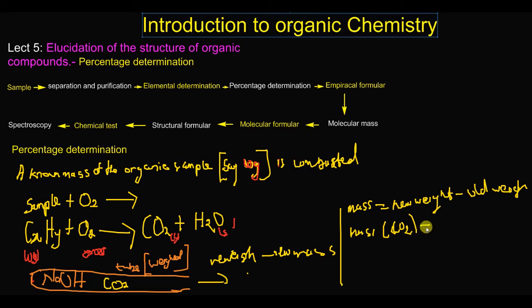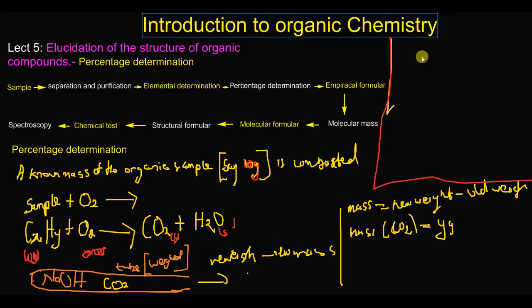Let's say that the mass of carbon dioxide produced is y grams. So we have absorbed the carbon dioxide from the system. Now, what else again? We have to go and absorb the water. The same procedure: we have to go and absorb the water.